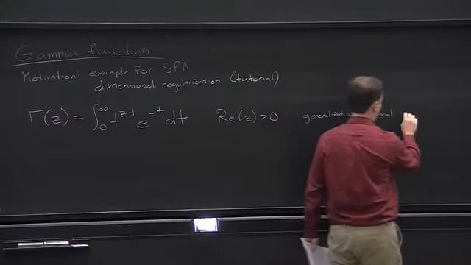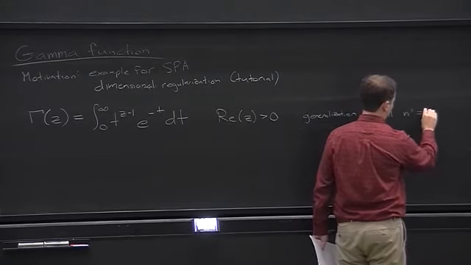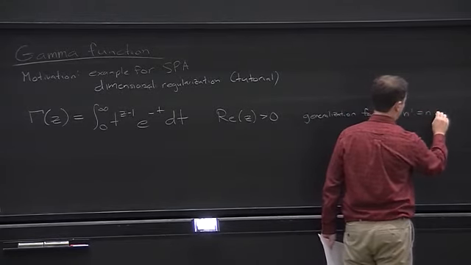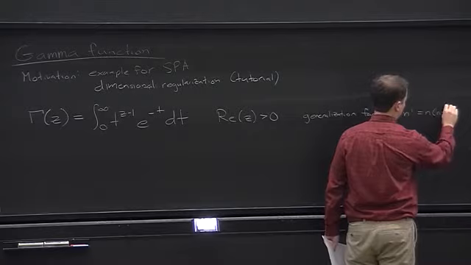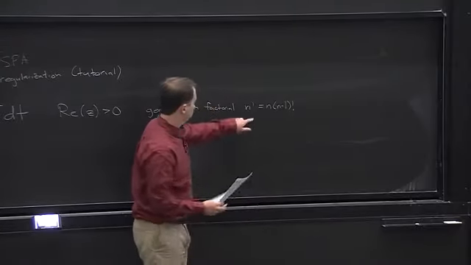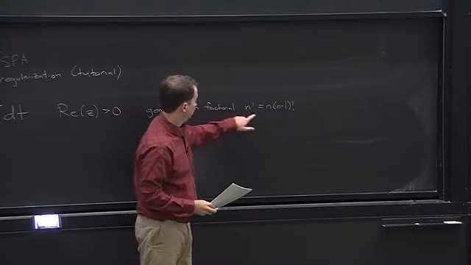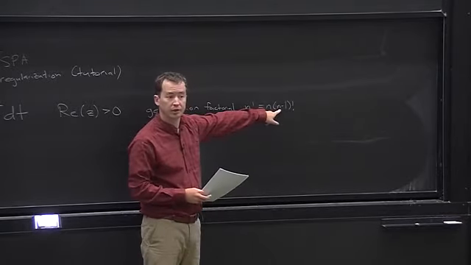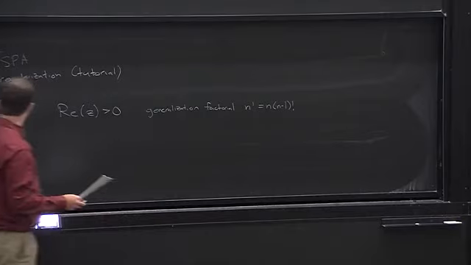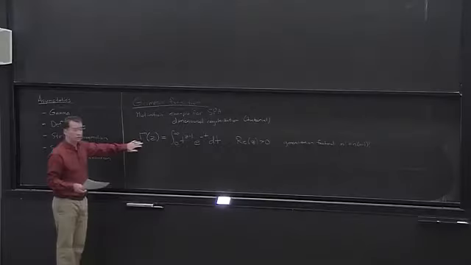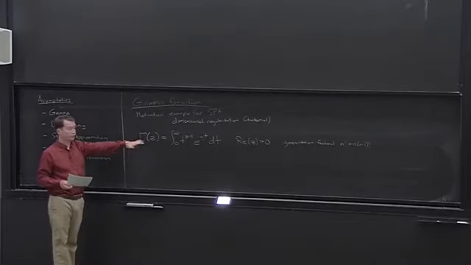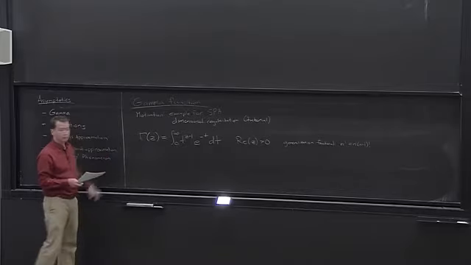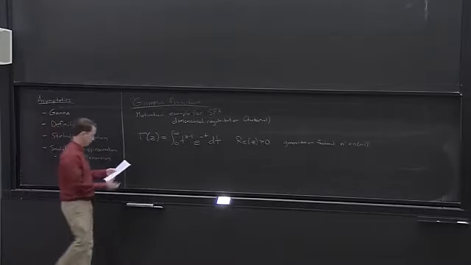And one of the key properties of the factorial function is that n factorial is n times (n minus 1) factorial. So this is what we call a functional equation. It relates the value of the function at one point to the value of the function at another point. And since this is a generalization of the factorial, it should have the same property. We can see that in just a few lines.